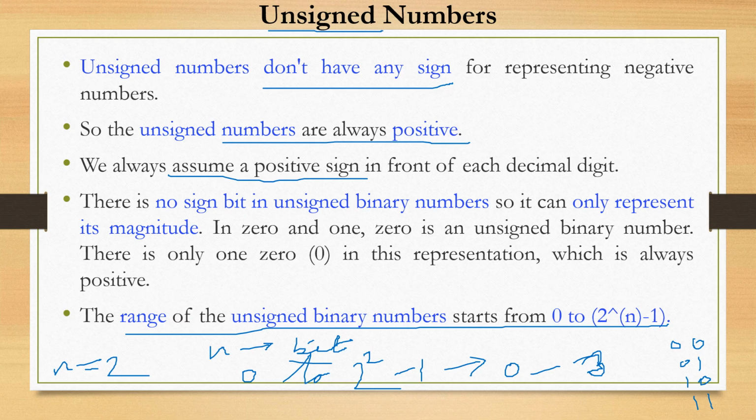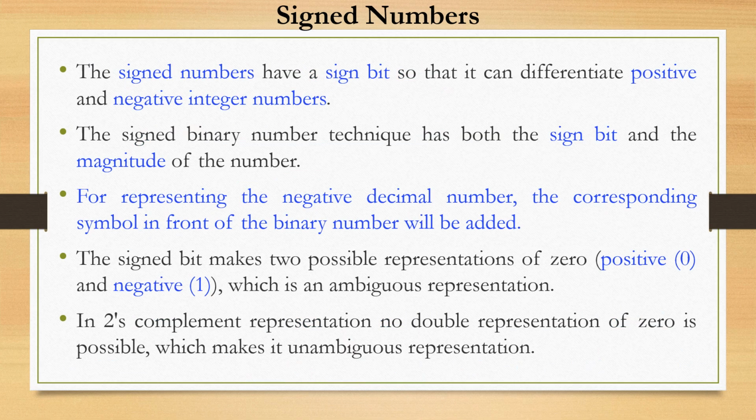In the case of an unsigned number, there is no sign bit in front of the magnitude, and we treat the unsigned number as a positive number, whereas in a signed number, as the name suggests, a sign bit is added into the number itself, and the numbers can be either positive or negative. So the number always carries one sign bit, and the remaining bits represent its magnitude.